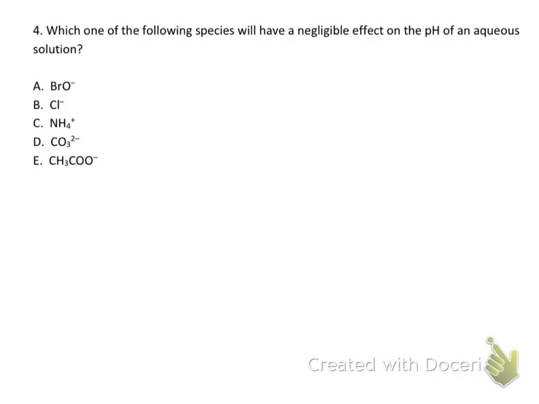Okay, so next we have a question that says, which of the following species will have a negligible effect on the pH of an aqueous solution? So Cl minus is the what of a what, therefore making it what? It is the conjugate base, you can't see this but I'm doing air quotes right now, conjugate base of a strong acid, therefore making it negligible.